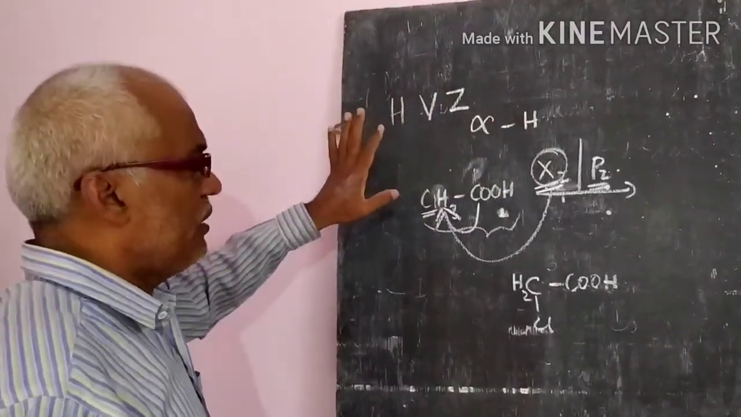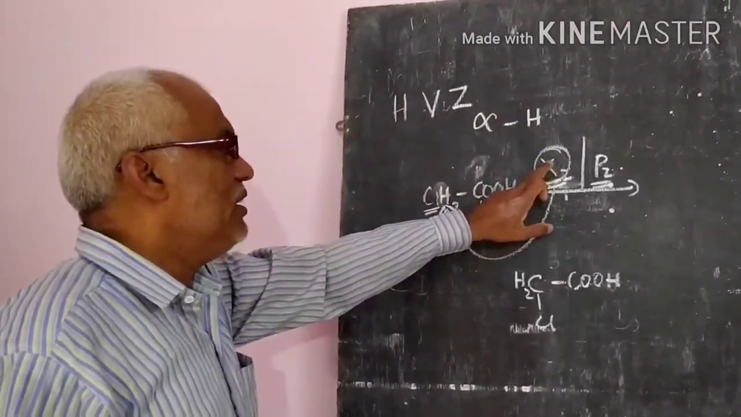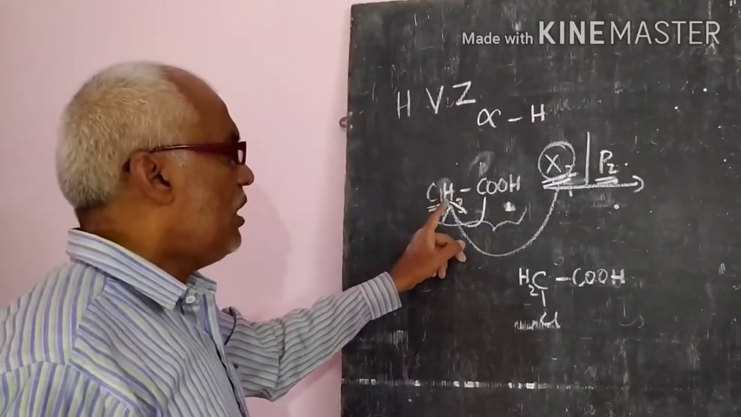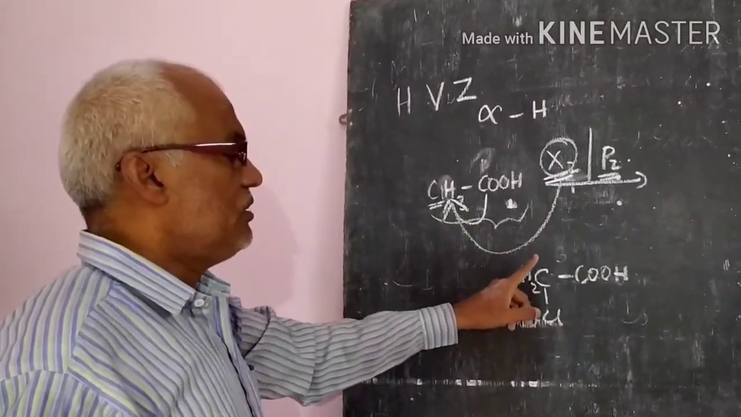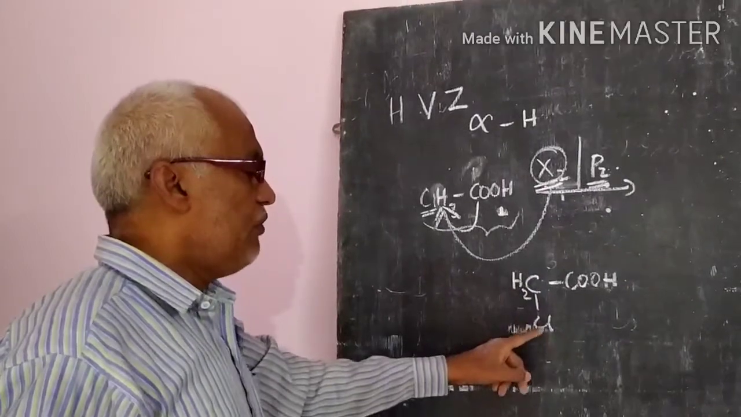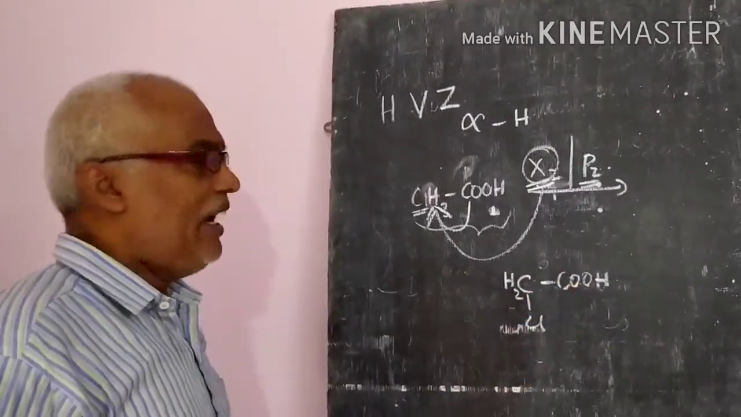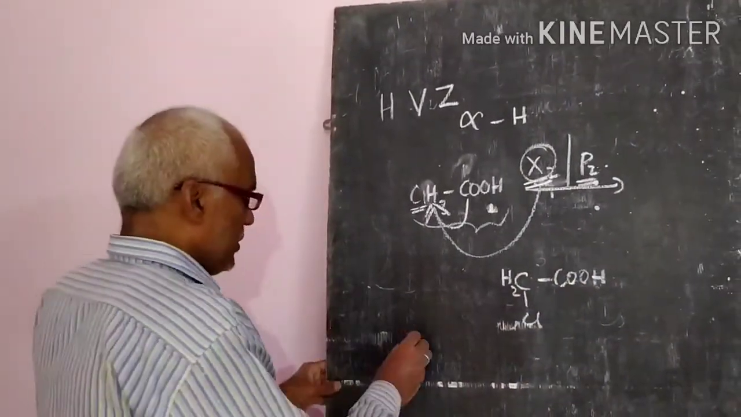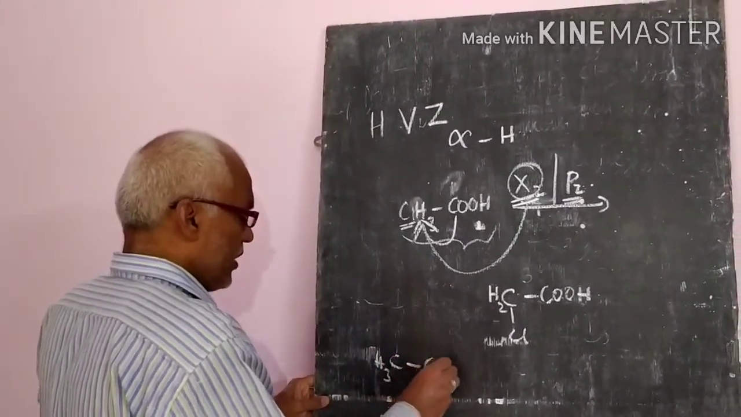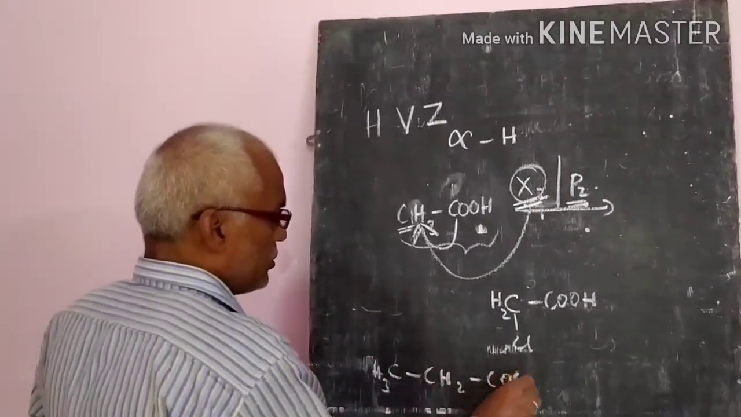That is the more important point. Where will the halogens be added? The halogens will be added to the alpha carbon atom. That means what will the forming product be? Alpha halo acid. So, suppose here a CH3CH2COOH group is there.